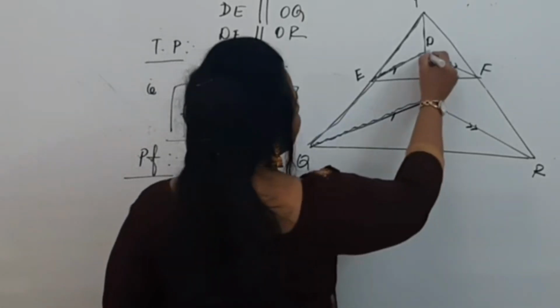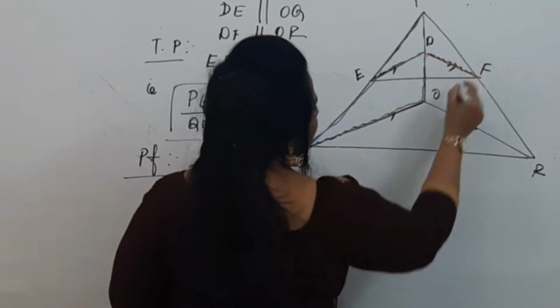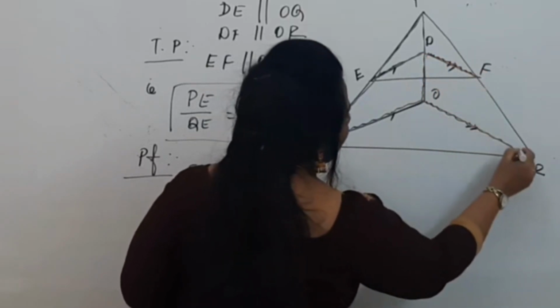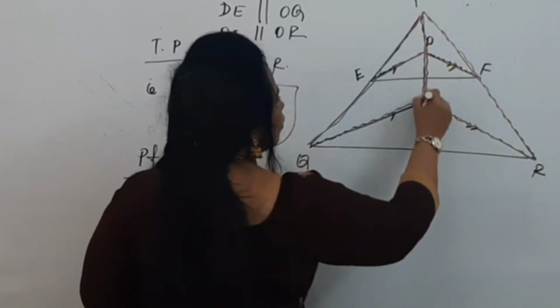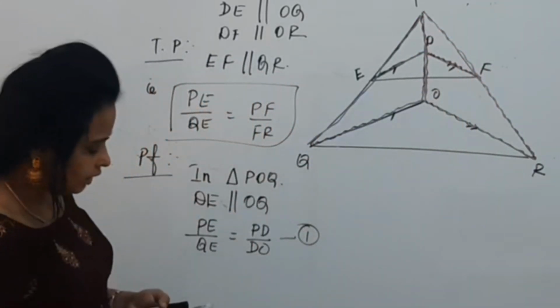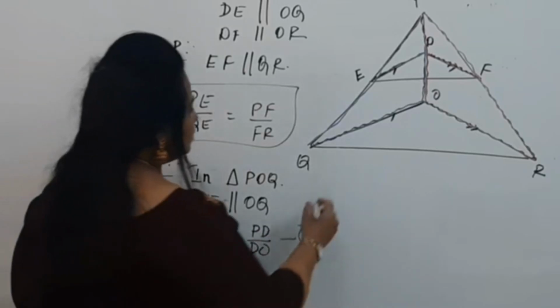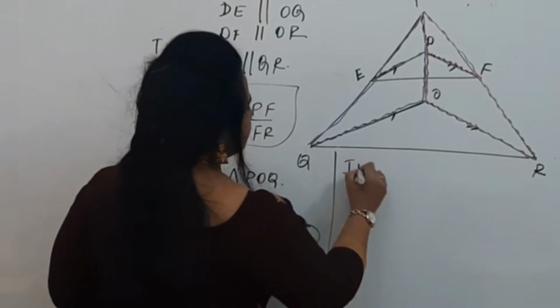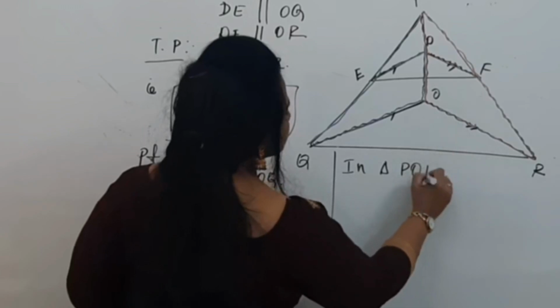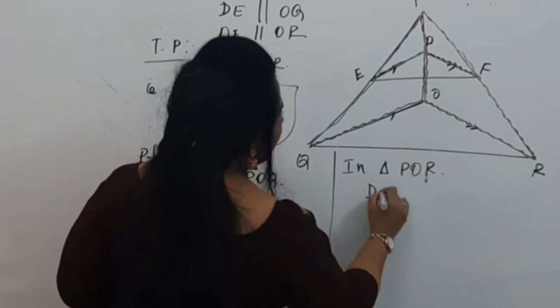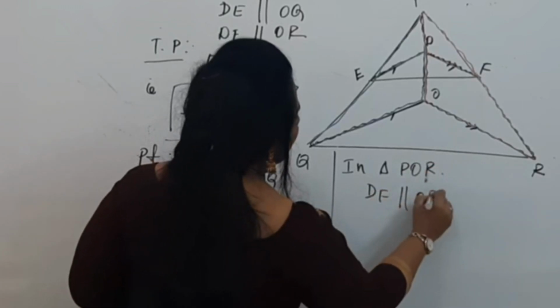Where is my DF? This is my DF. It is parallel to OR. So my triangle is this one. So hope you get my triangle. So the triangle, in triangle POR, DF is parallel to OR.